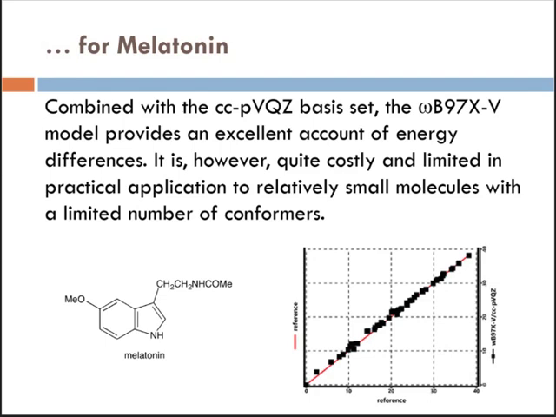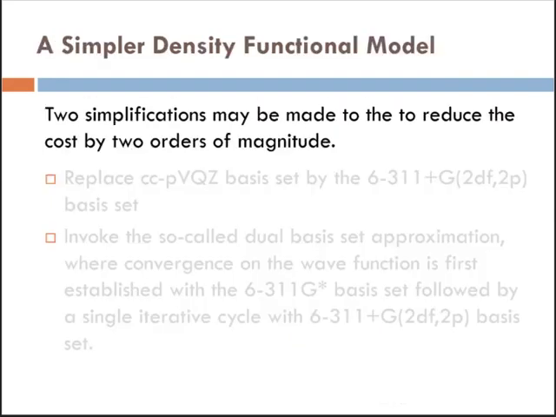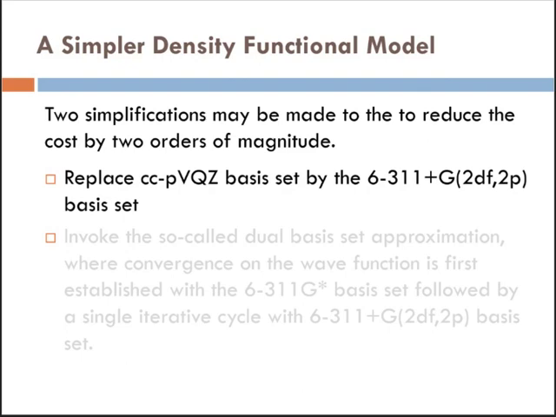It's essentially perfect. Now, the trouble here is that because of that basis set, the number of functions, this is really costly. Even to do 50 or 60 conformers of a molecule as small as melatonin is pretty tough. You can make some simplifications to lower the cost by perhaps 1 or 2 orders of magnitude.